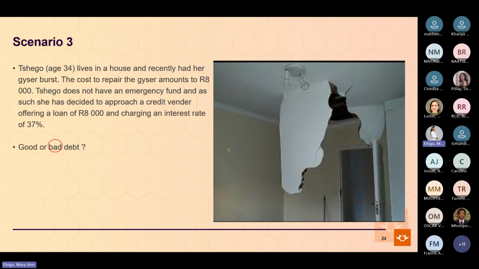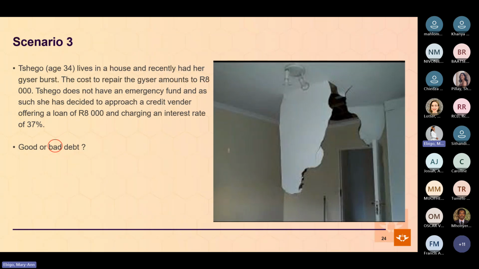So in this instance, we could have a case of her working with someone who is illegal, hence they are charging such an interest rate. We find many people in desperate situations going to these people because they need that fast money quick, but they don't consider the fact that if you're dealing with an illegal vendor, they could have illegal measures to recover their money from you. So it's very important to bear that in mind.